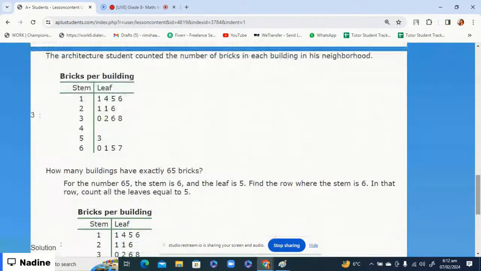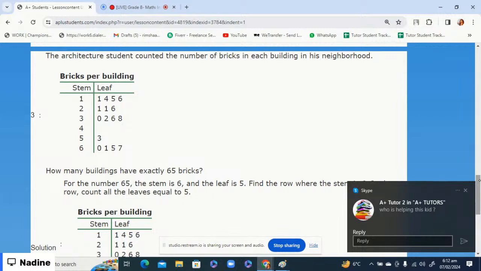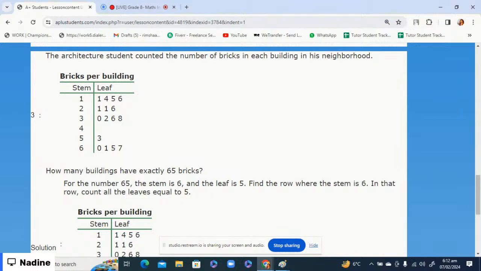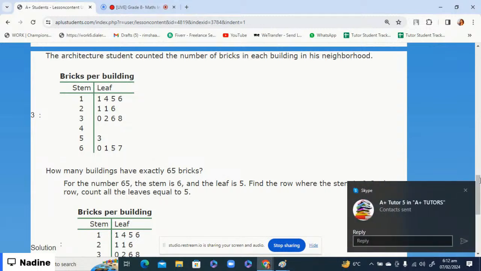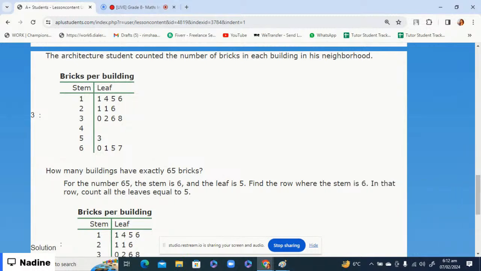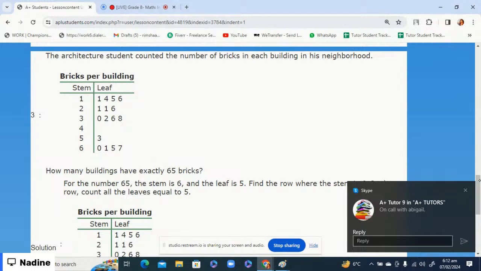The architecture students counted the number of bricks in each building. We already covered that. In the neighborhood, stems and leaves are given. How many buildings have exactly 65 bricks? We need to find exactly 65 bricks. Check the stem of 6 and the leaf 5. How many leaf 5? There is only one. Look at here.